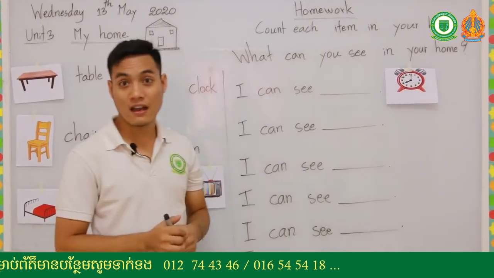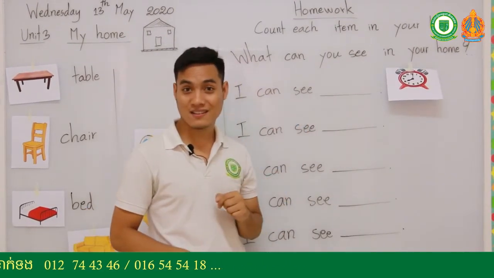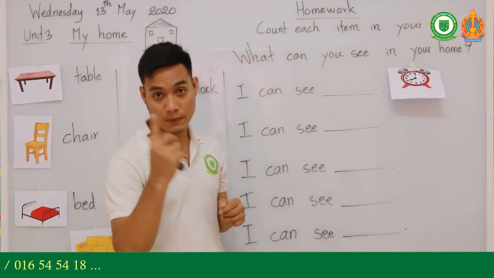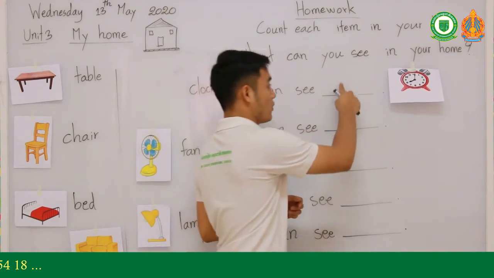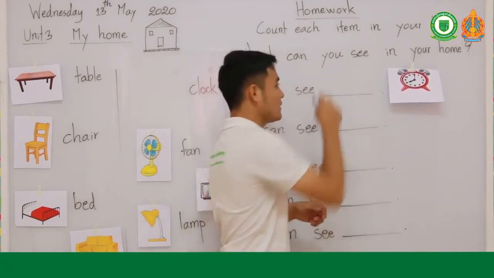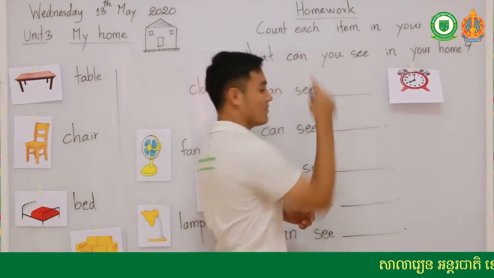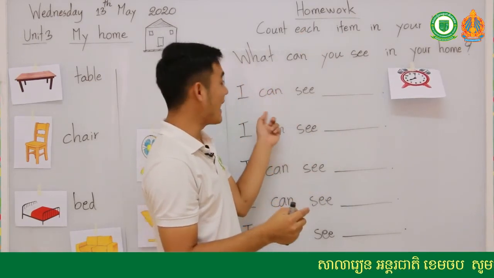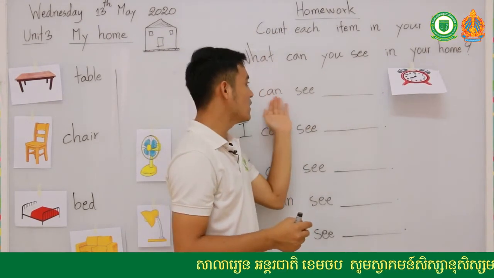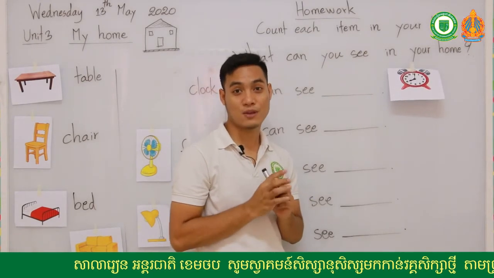But how many clocks? You count in your home, you can see one clock. We may have 2 clocks or 3 clocks like that. If you have only 1 clock in your home, just put 1, okay? If you have 2 clocks, put number 2. If you have 3 clocks, you can put number 3. And then read it. I can see 3 clocks, okay? Or I can see 2 clocks, like that, okay? So count the items in your home.